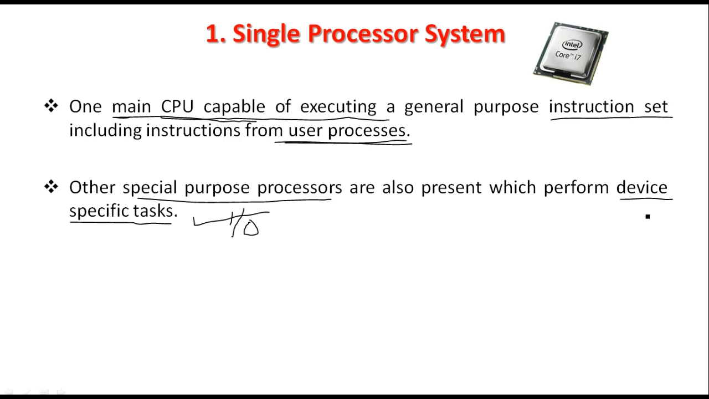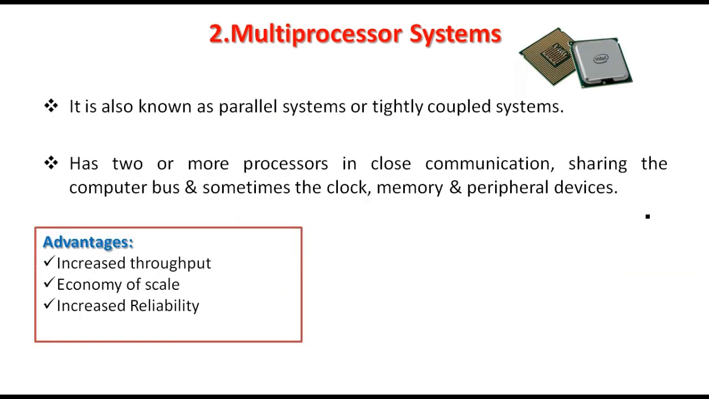Whereas the second type is the multiprocessor systems. As the name suggests, multiprocessor means more than one processor. We might be having 2 or 3 or n number of processors, which is also called parallel systems or tightly coupled systems. It has 2 or more processors in close communication, sharing the computer bus, sometimes the clock, memory, and peripheral devices.